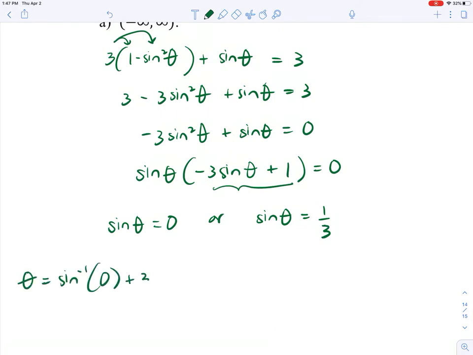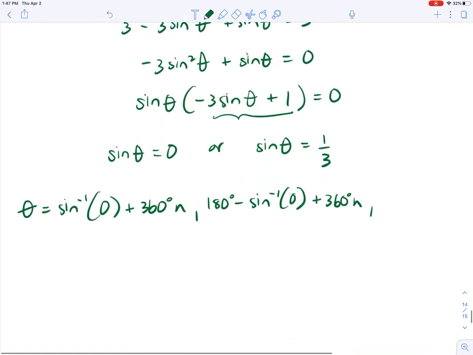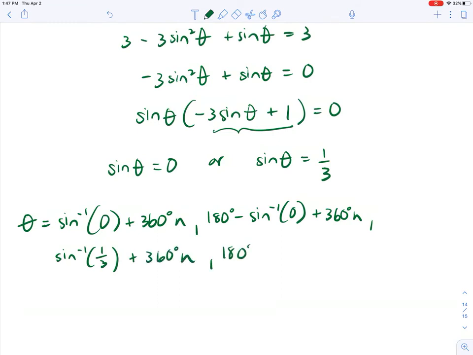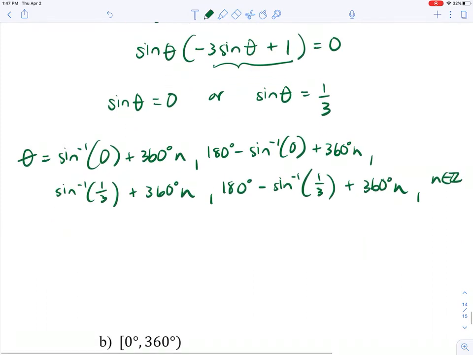So theta equals inverse sine of 0 plus, I'm going to use 360 degrees times n, or 180 degrees minus inverse sine of 0 plus 360 degrees times n. And then for that second equation, we'll have inverse sine of 1/3 plus 360 degrees times n, and 180 degrees minus inverse sine of 1/3 plus 360 degrees times n, where n is an element of the integers.